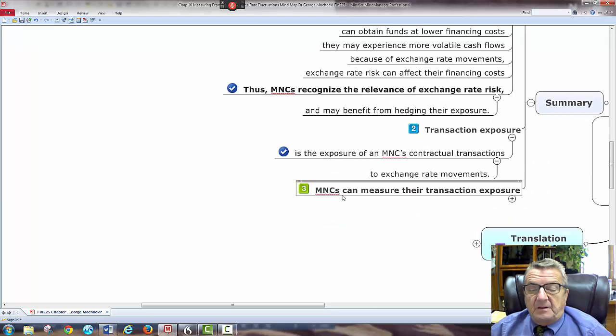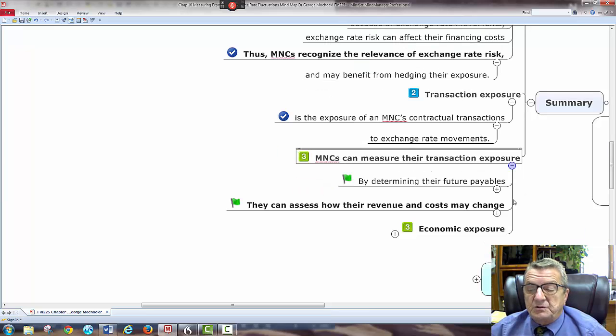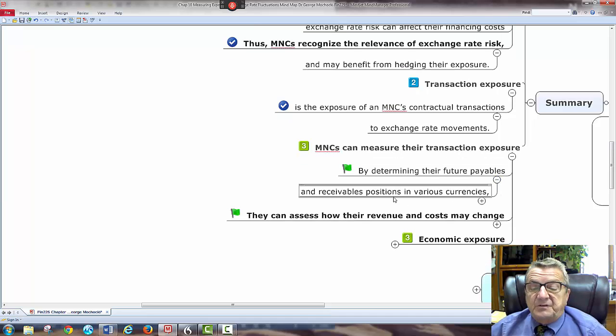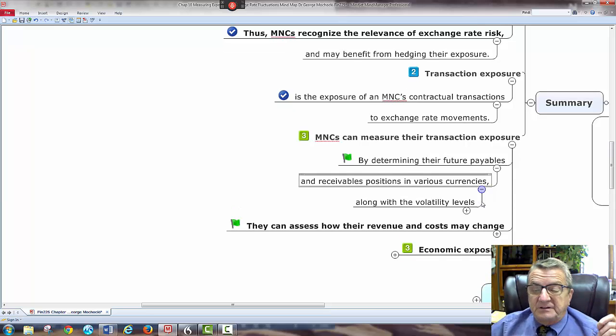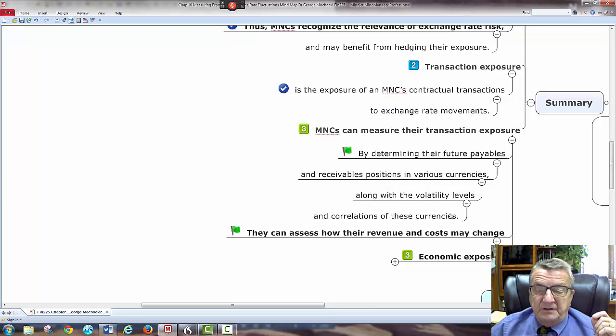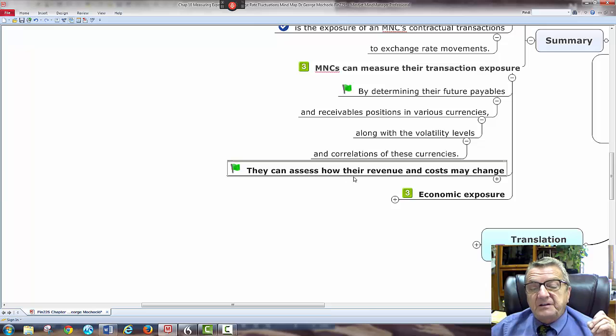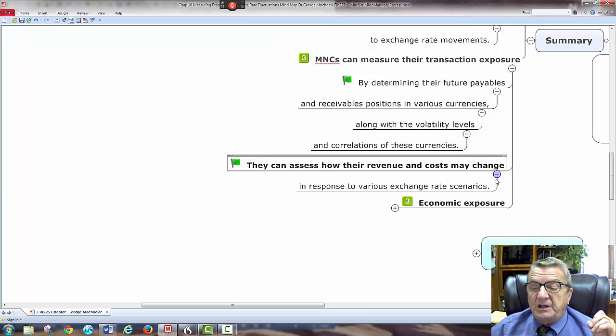Okay, the transactional. MNCs can measure the transaction exposure by determining the future payables and receivables in various currencies, along with the volatility and the levels of the correlation of these currencies. How stable are they? Now they can assess how the revenues and costs may change in response to various exchange rates.